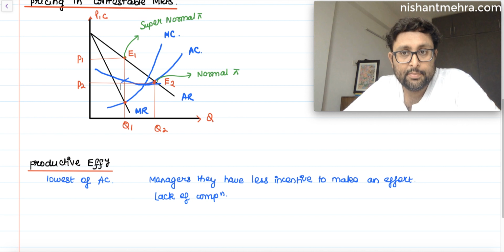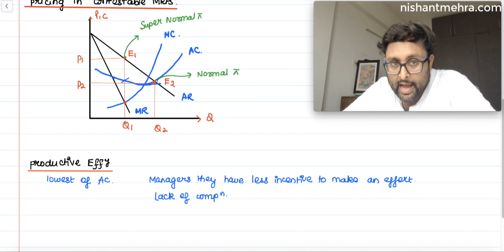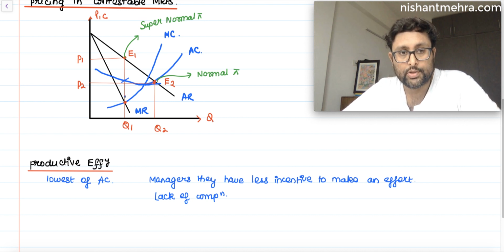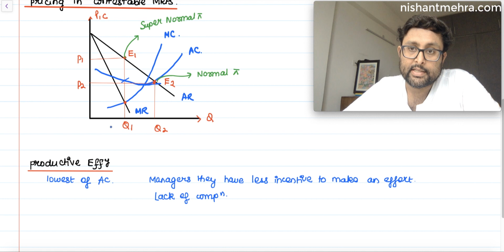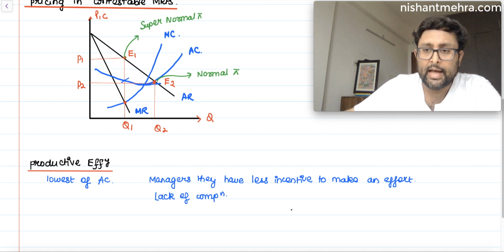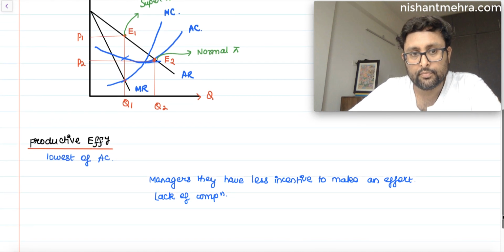But in the case of contestable markets, what happens in the long run is that they have to reduce the cost. If they are reducing the price, they also have to reduce the cost, and they will search for lower cost. So you can say that the contestable markets are productively efficient. Then you have allocative efficiency.